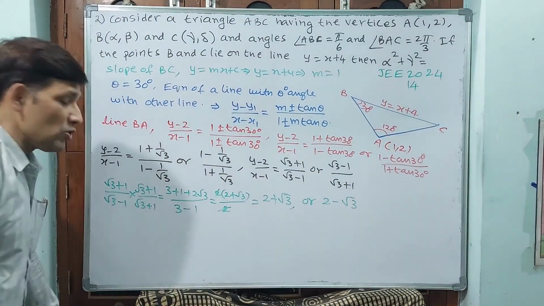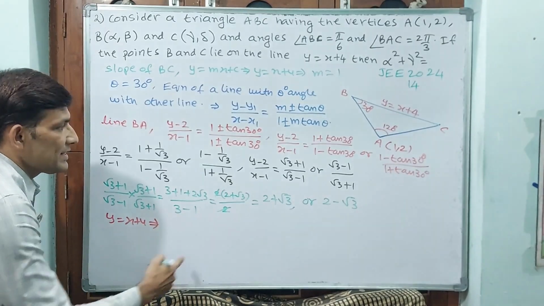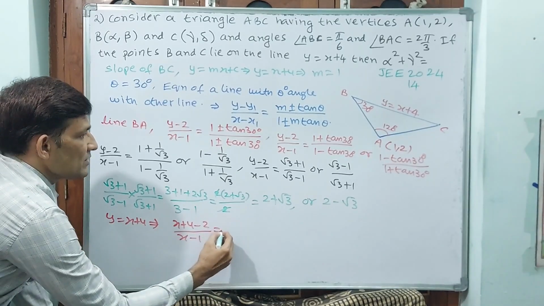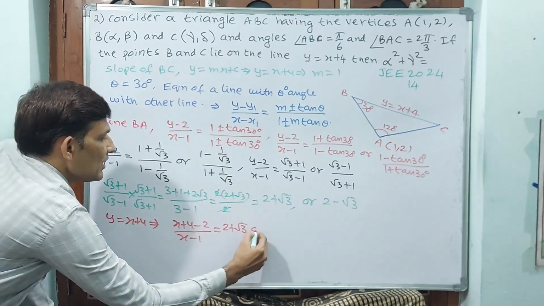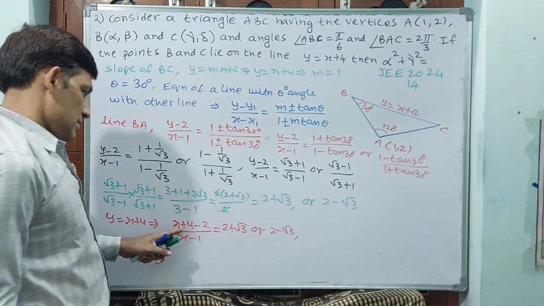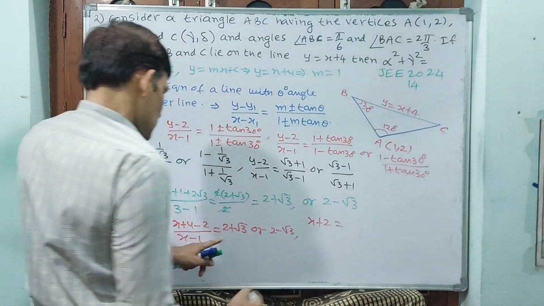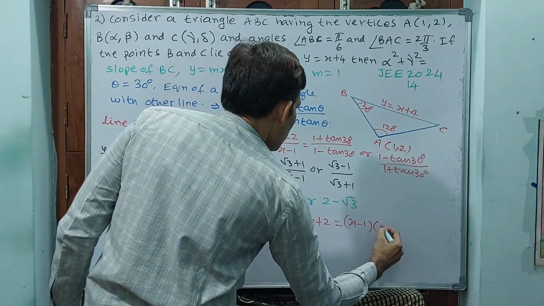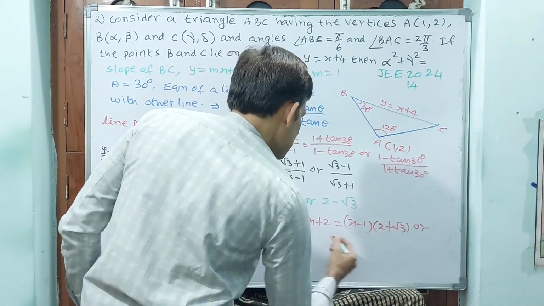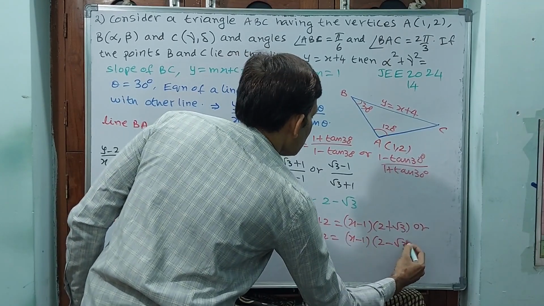Y value. Then only you will get x value. Given y is equal to x plus 4, that implies x plus 4 minus 2 by x minus 1 is equal to 2 plus root 3 or 2 minus root 3. So x plus 2 is equal to x minus 1 into 2 plus root 3, or x plus 2 is equal to x minus 1 into 2 minus root 3.